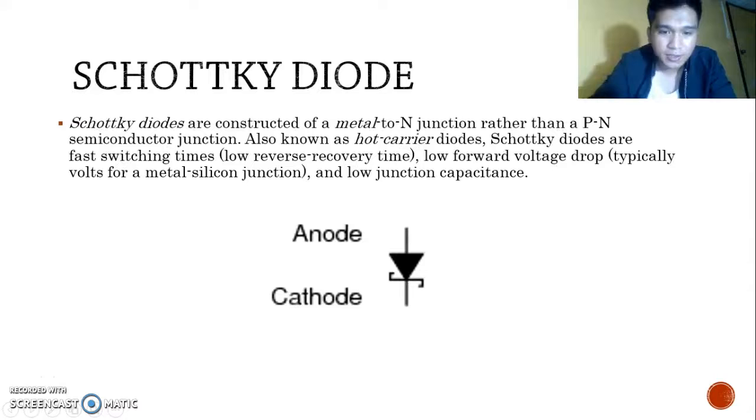So first is the Schottky diode, and Schottky diodes are constructed of a metal to N junction rather than a PN semiconductor junction. Also known as hot carrier diodes, Schottky diodes have fast switching times, low reverse recovery time, low forward voltage drop, typically volts for a metal silicon junction, and low junction capacitance. So here is the schematic symbol.